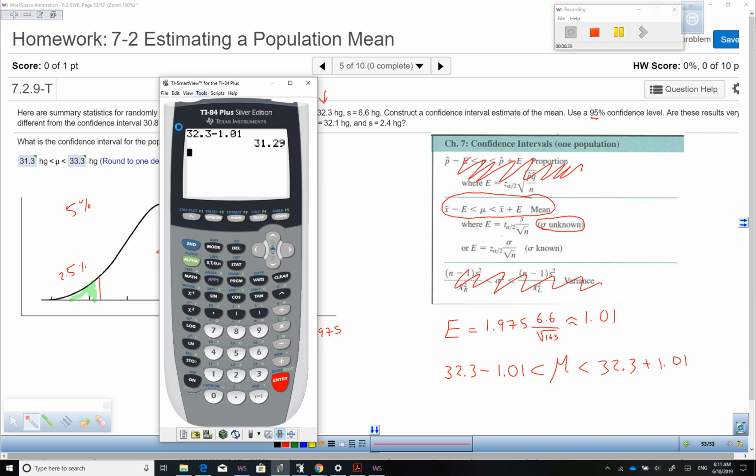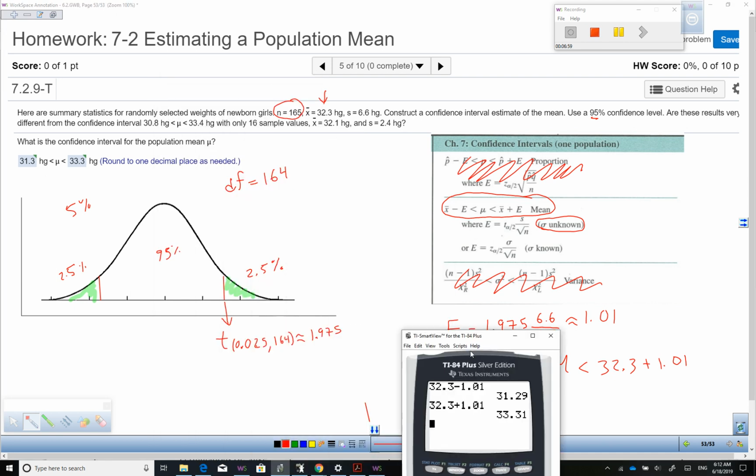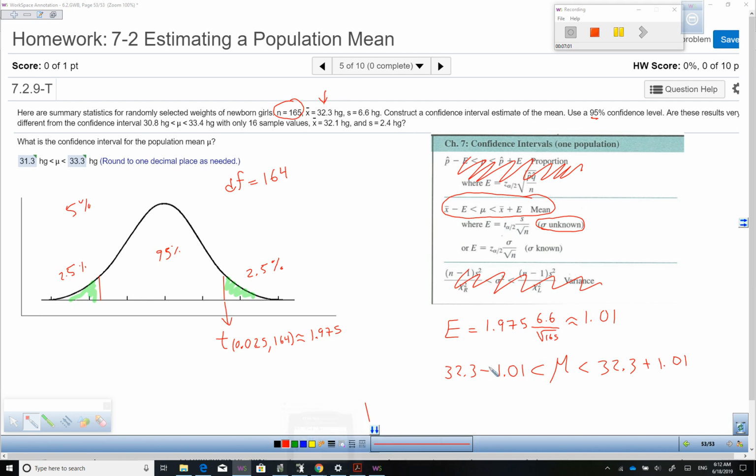Well, they want these to the first decimal place. The upper limit will use the same method I used to find the lower limit, but addition instead of subtraction. So let me press second, enter, and just edit the minus. I replace it with a plus, and I got the upper limit. That's how you find the limits on that confidence interval using the formula.